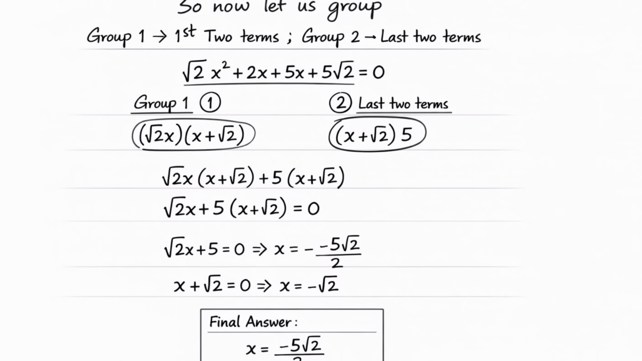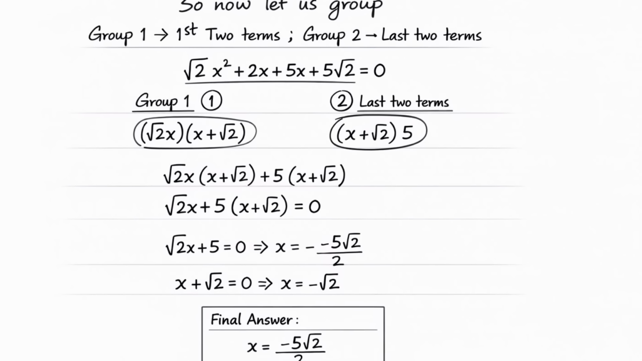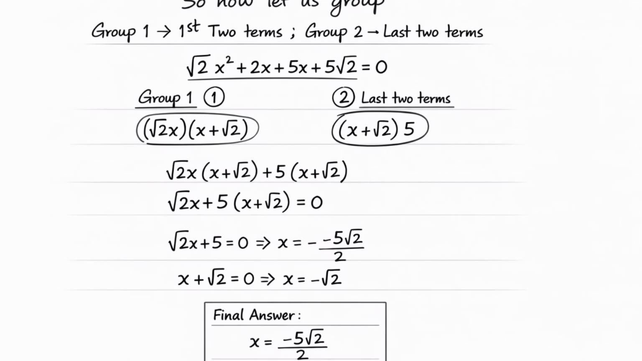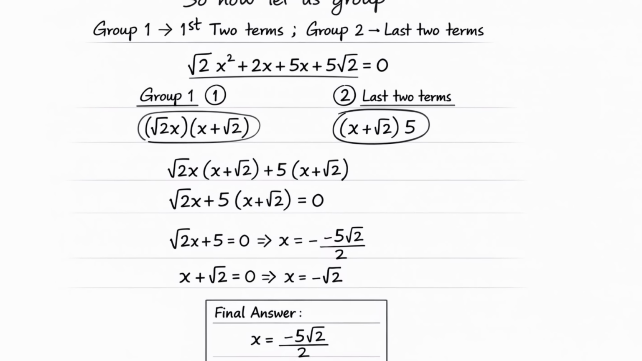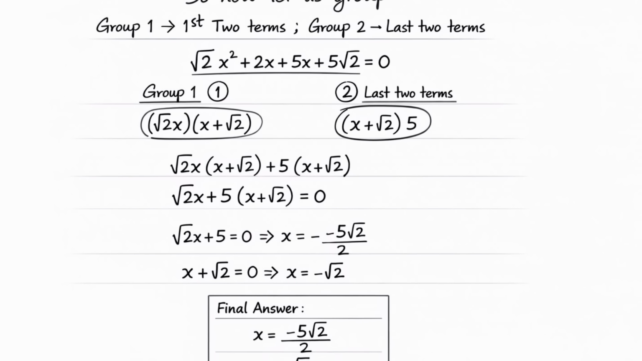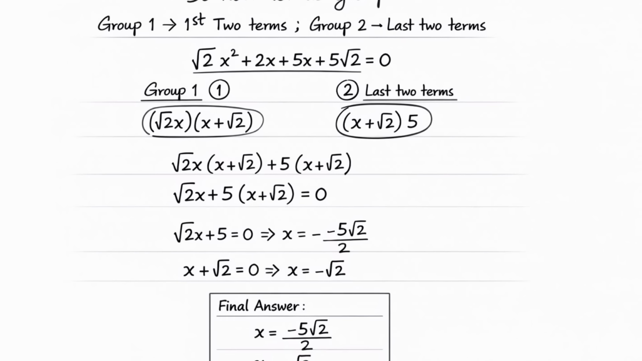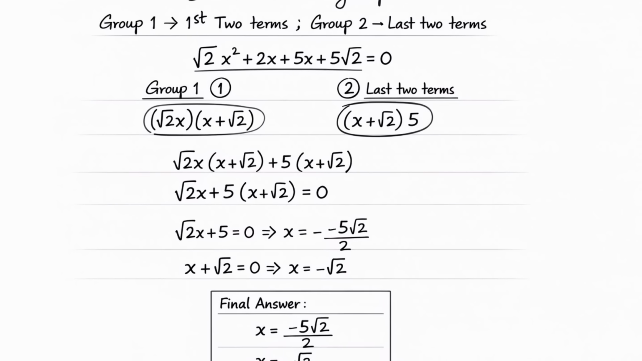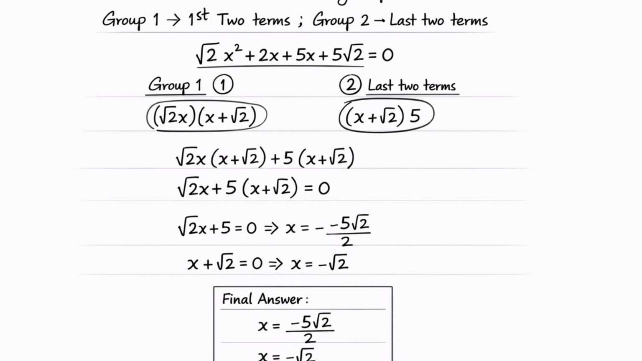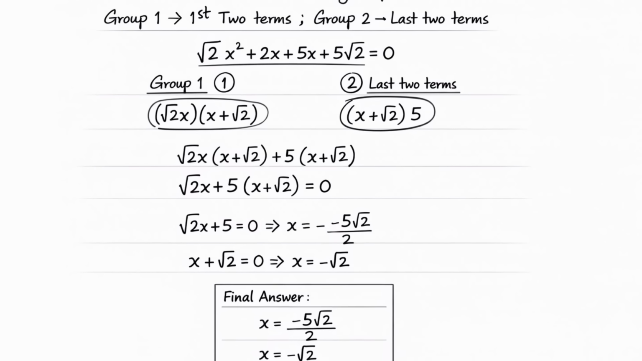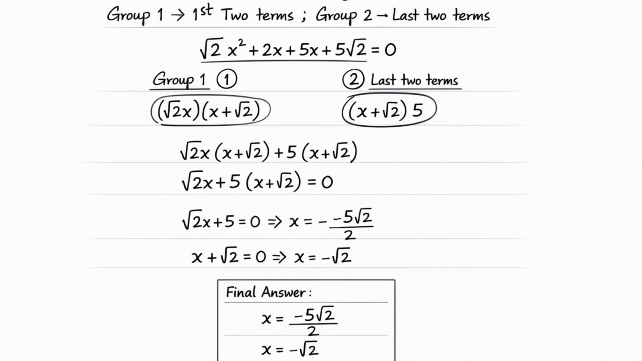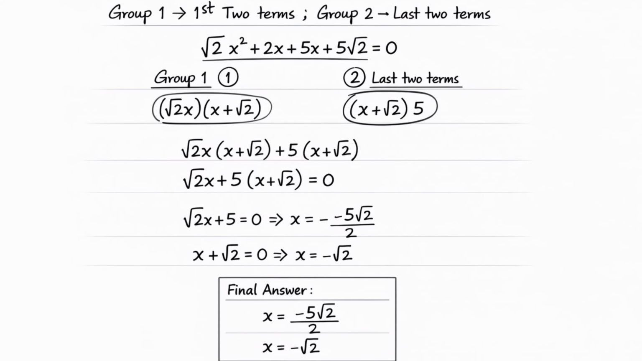Now you set root 2 x plus 5 equal to 0. This implies x is equal to minus 5 by root 2. Since the denominator should not have any irrational part, we multiply and divide by root 2 and x becomes minus 5 root 2 over 2. Now set x plus root 2 equal to 0 and this gives us x is minus root 2. Therefore, the solutions are minus 5 root 2 by 2 and minus root 2. You can call these the zeros of a polynomial or the roots of the quadratic equation, any way you like.